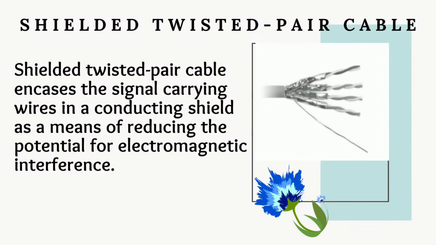Okay, the first one is the shielded twisted pair cable. It is used in case the signal carrying wire is in a conducting shield as a means of reducing the potential for electromagnetic interference. How effective the shielding is depends on the material used for the shield, its thickness and frequency, the type of electromagnetic noise field, the distance from the noise source to the shield, initial discontinuity, and the grounding practices.